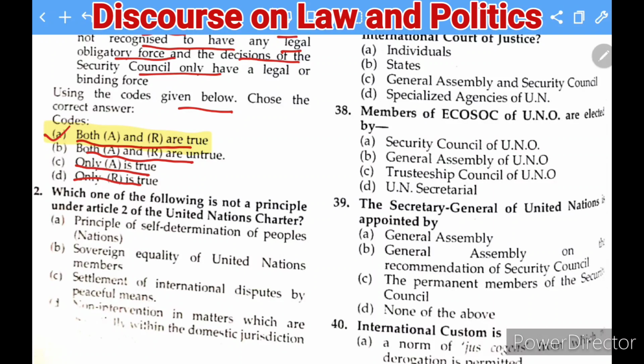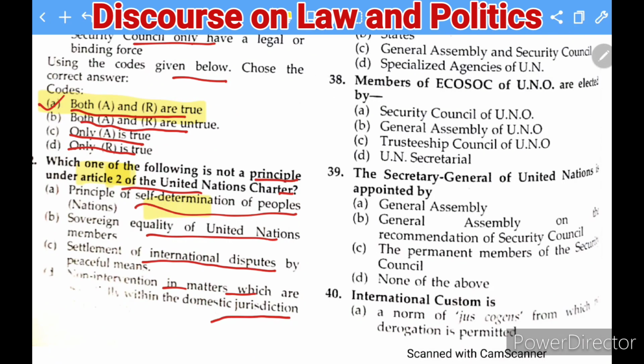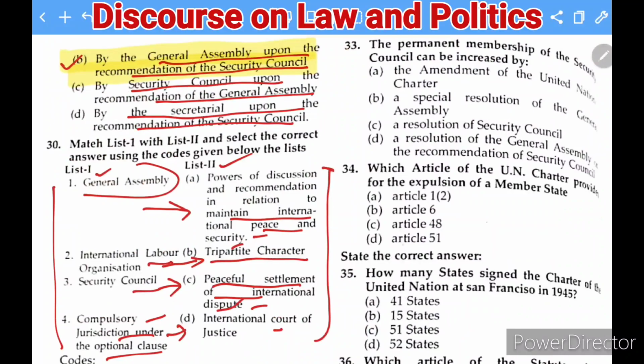Moving to this question: which one of the following is not a principle under Article 2 of the United Nations Charter? We have to see which is not a principle under Article 2. The options given are: principle of self-determination of peoples, sovereign equality of United Nations members, settlement of international disputes by peaceful means, and non-intervention in matters within the domestic jurisdiction. So which is not going to be applicable? Just give your answer here. The right answer is the principle of self-determination of peoples. This is correct, as it is not mentioned in the UN Charter. Okay. Coming to the next question.